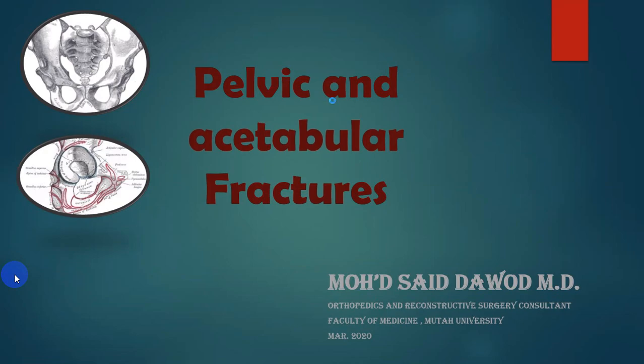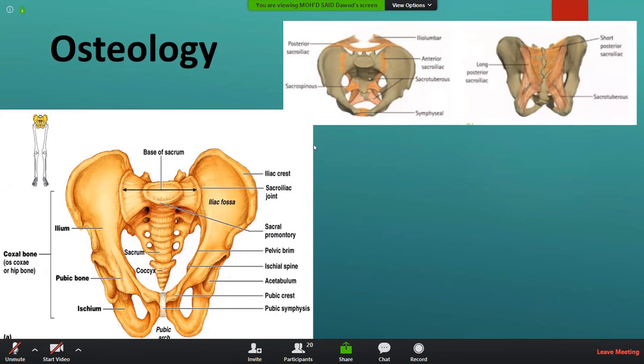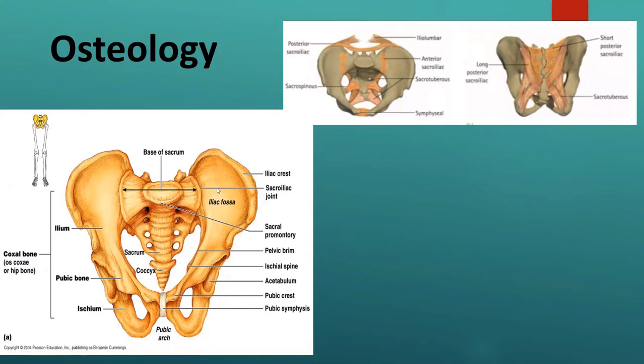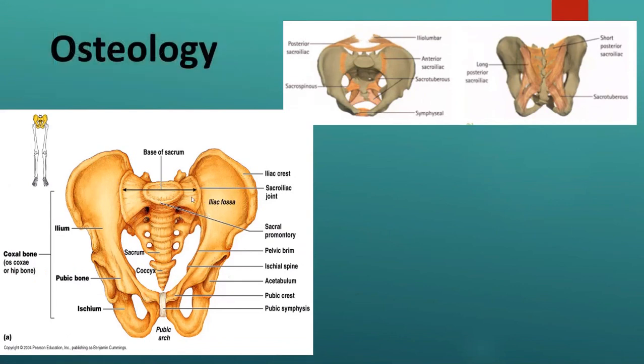Fractures. As we know, we have to start with osteology. As we all know, the pelvis is composed of mainly seven bones: two iliac bones, two pubic bones, two ischial bones, and the sacrum. This will make the configuration of the ring, what we call the pelvic ring.